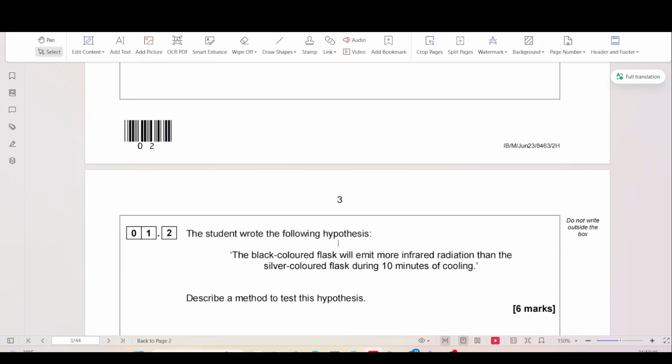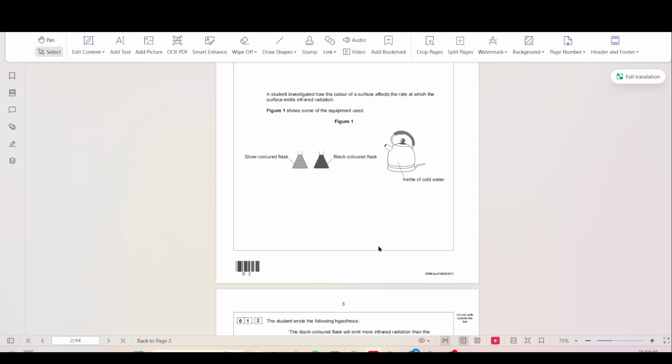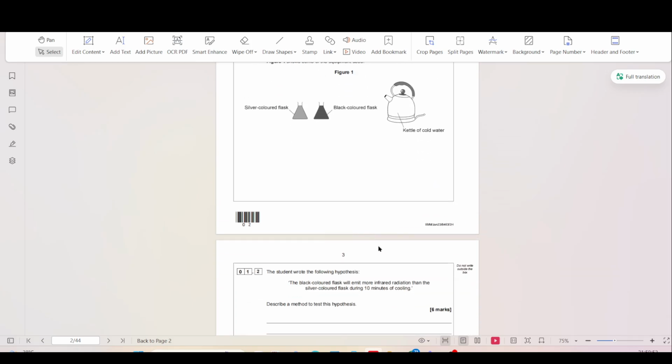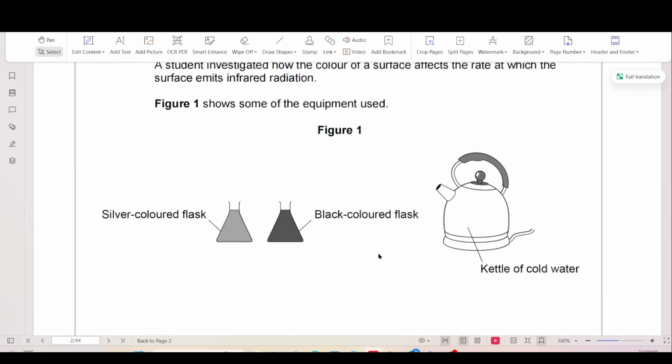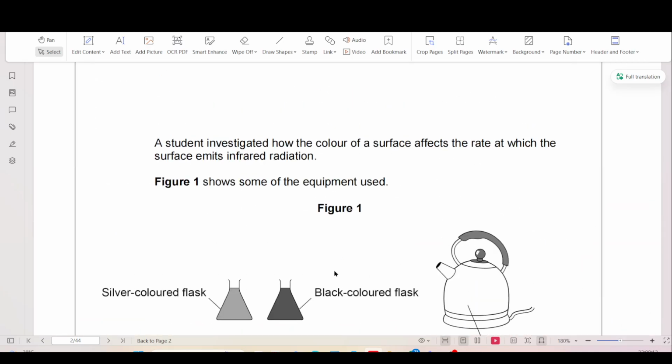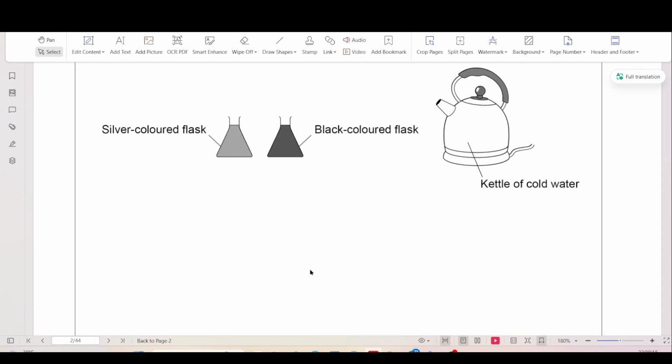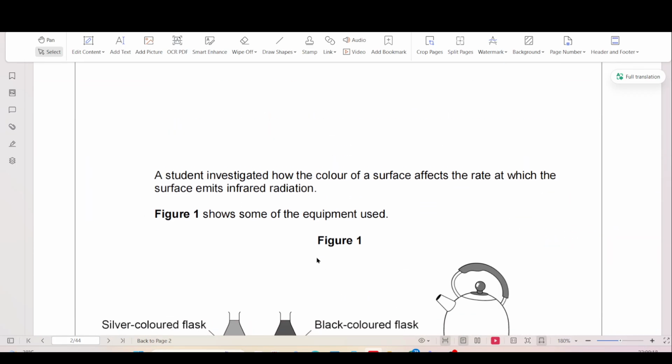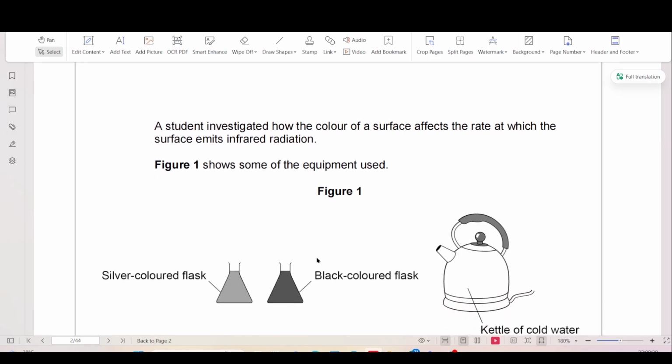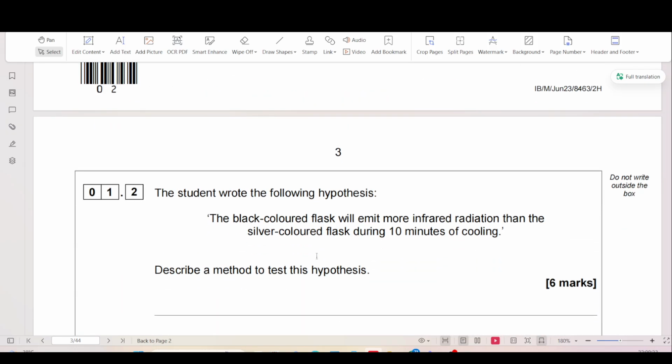The student wrote the following hypothesis. The black-colored flask will emit more infrared radiation than the silver-colored flask during 10 minutes of cooling. Describe a method to test this hypothesis. Let me zoom it. So this is what we have here: a kettle and a thermometer, and we need a stopwatch also, and a heat proof mat. And then what we have to do, first we place both flasks on the heat proof mat.